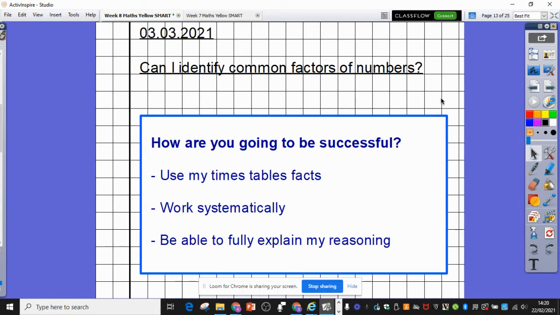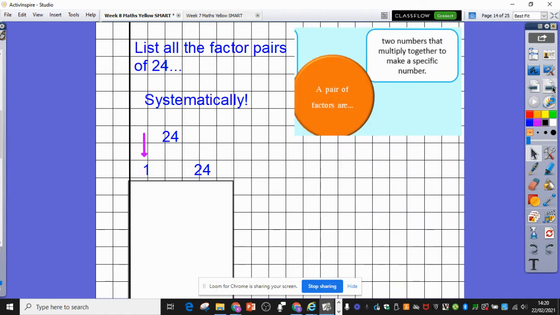Yesterday, you looked at finding the lowest common multiples of numbers and using that knowledge of common multiples to calculate some worded problems based around them. So today, we're going to be looking at common factors. How are you going to be successful? Again, times table facts are going to be very important here. Again, working systematically and being able to fully explain your reasoning using numbers and words to help you do so. So let's move on and see what a common factor is.